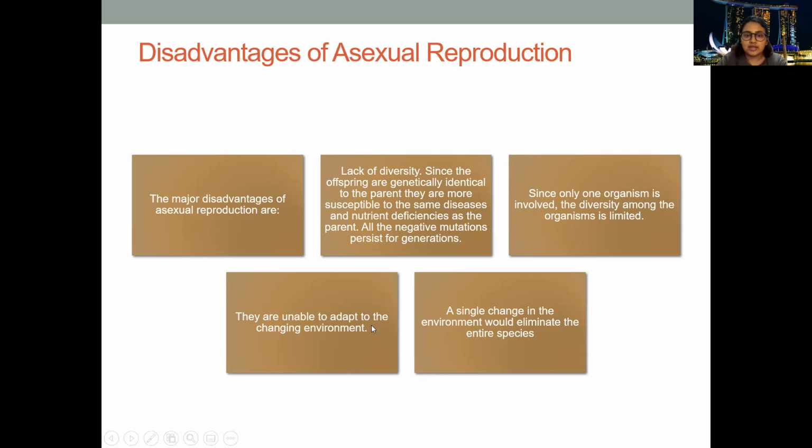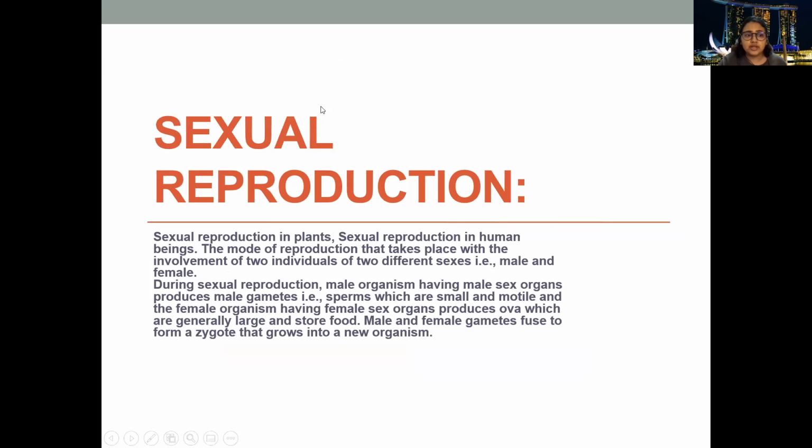So they are unable to adapt to the changing environment, and a single change in the environment could eliminate the entire species. So these are the disadvantages of asexual reproduction. That is why nature selected sexual reproduction over asexual reproduction. Now come to the next question: what is sexual reproduction?